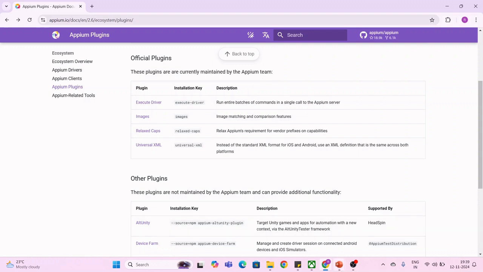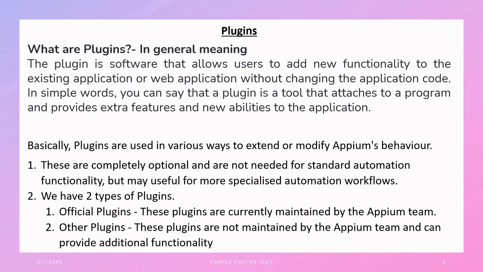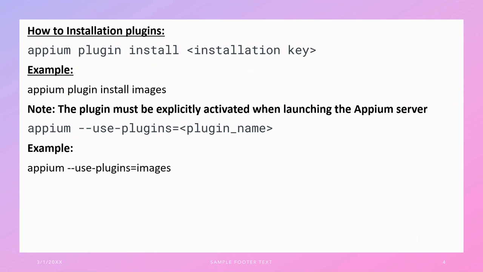Okay, let's see how we can install a plugin. To install a plugin, I have to use the command appium plugin install, and I have to give the installation key. The installation key is the plugin name. Suppose I take the example of the images plugin, I have to use appium plugin install images.